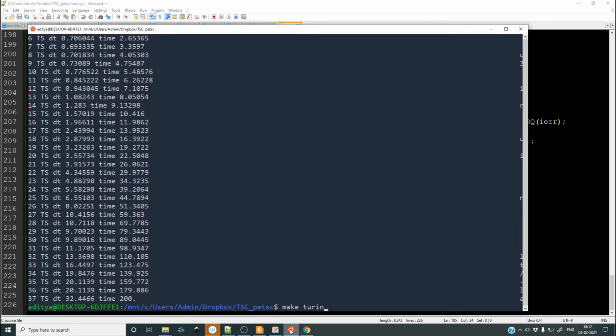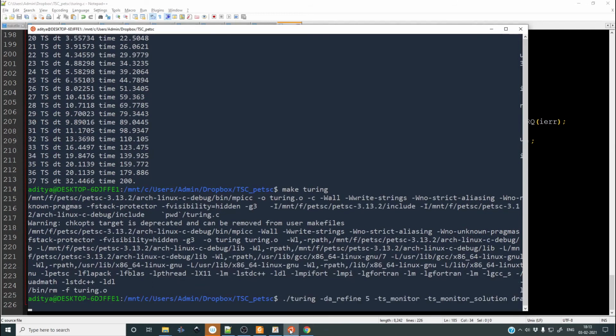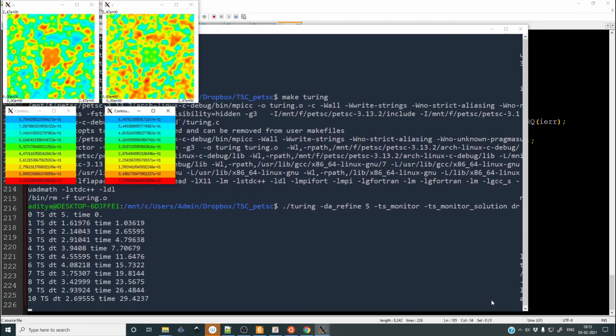Let me make Turing. I've called the program Turing.c, and I've also gone ahead and modified the make file. Then we do dot slash Turing. DA refine is because we have defined a 3x3 grid. It's quite small, so you refine it 5 orders of magnitude. TS monitor solution draw: whatever solution we get, we're going to draw the solution as well. So let's run this and see what happens.